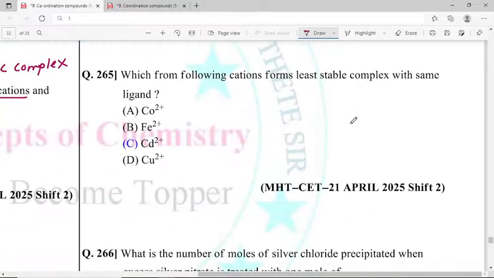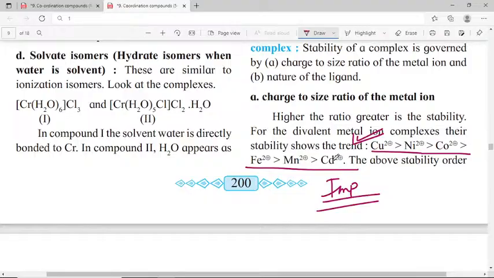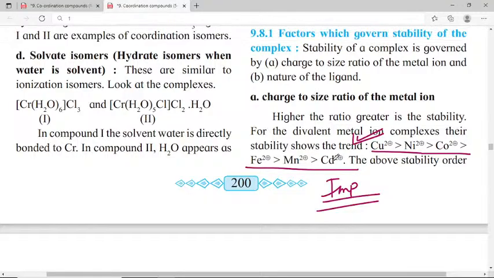Which from following cation is least stable with same ligand? Same question. Least stable complex with same ligand, cadmium. Cadmium is the answer due to atomic size. Always remember the charge to size ratio. As the size increases, stability of the complex with same ligand decreases. Copper has small size, cadmium has bigger size.